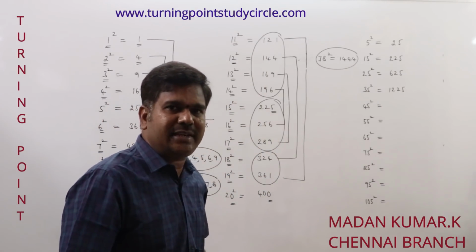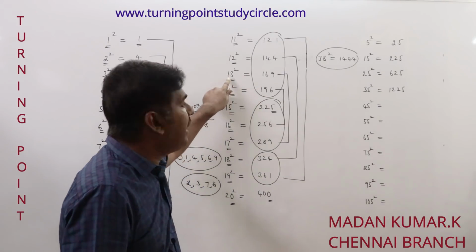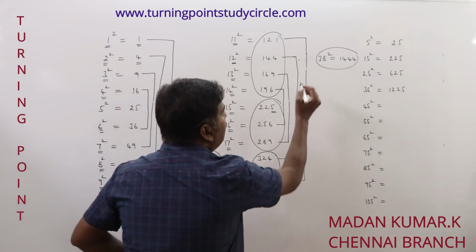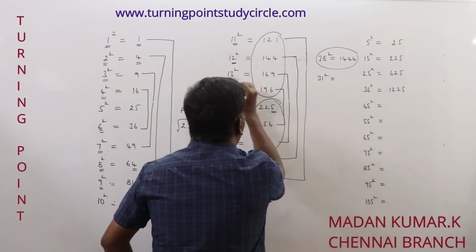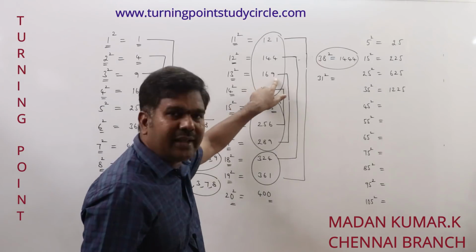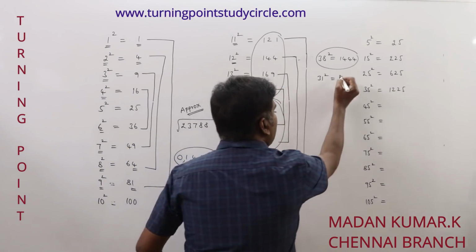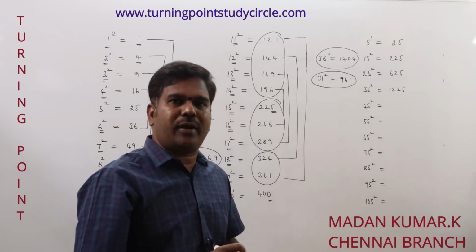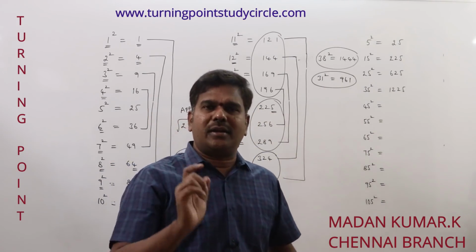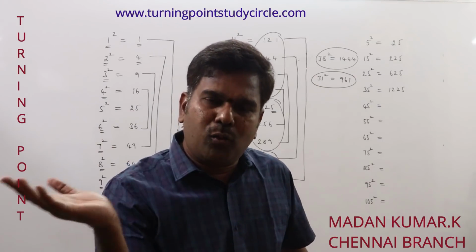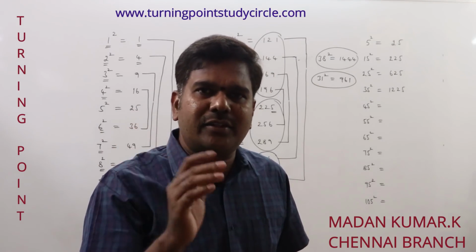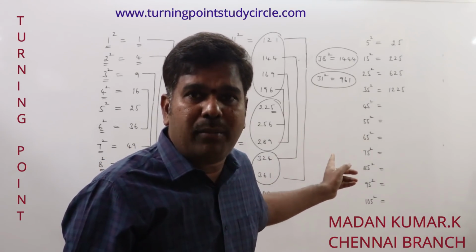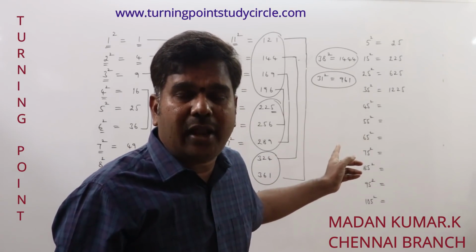Now coming to 13 square. 13 square is 169, right? Can you reverse this 13? 13 reversed is 31. What is 169 reversed? 961. So 31 square is nothing but 961. That also you can easily remember: 13 square is 169 and, completely reversed, 31 square is 961. 31 square is the last 2-digit square number which ends with 3-digit values.